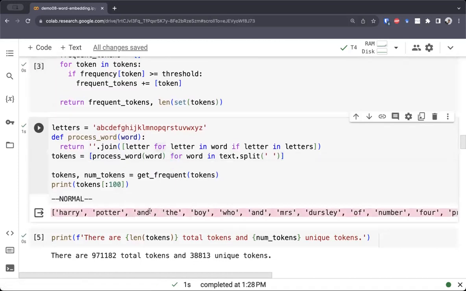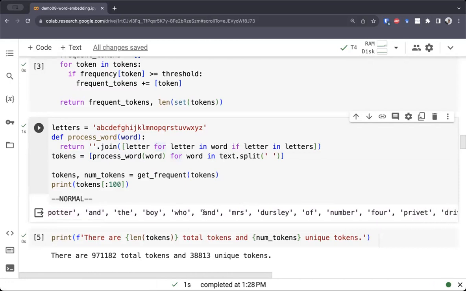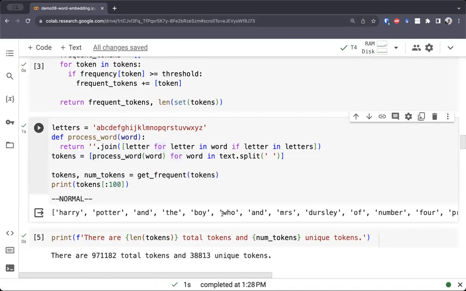After we've done this, we can look at the tokens, and the tokens are these: Harry Potter and the Boy Who Lived, Mr. and Mrs. Durley of Number 4 Privet Drive, etc. Some of these words are missing because I guess they didn't appear frequently enough in the corpus for them to be used, which is fine for our purposes.